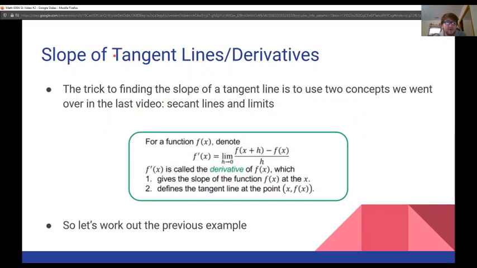So how can we find this? Well, we want to be able to find the slope of the tangent line. And it has a name, it's called a derivative. And the way we can find it is we can use two things that we were going over last video, secant lines and limits. So right here is the definition. I think it's pretty useful to know.